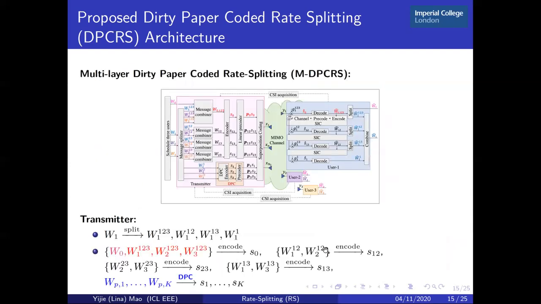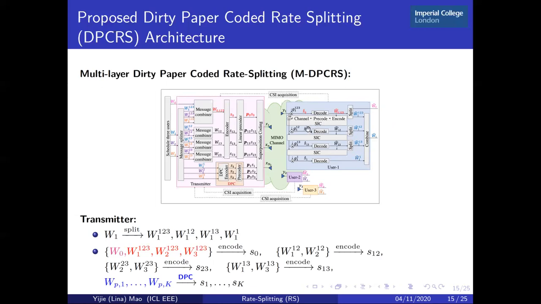The architecture can be further extended to multiple layers of rate splitting. So different from one-layer DPCRS that we just introduced, we further split the message of each user into more different parts in order to form multiple layers of common strings. In this example, we illustrate the 3-user case. The message of each user is split into 4 parts, and 1 part of each user is combined with the multicast message into a super common string. Other parts are combined among different combinations of users and form different layers of common strings to be decoded by different groups of users. And the private strings are still encoded based on DPC.